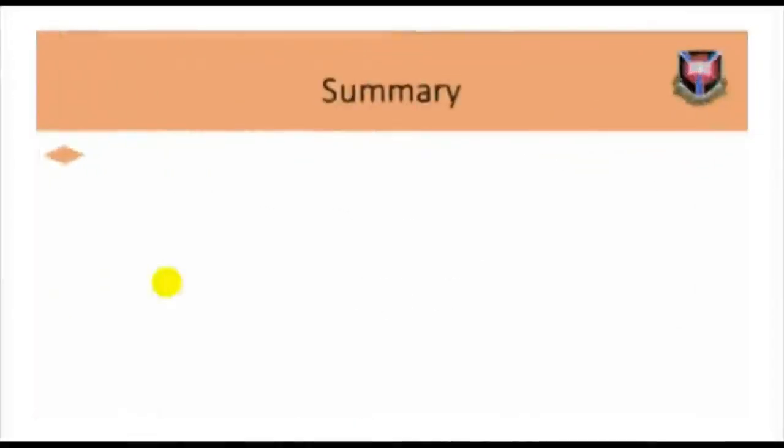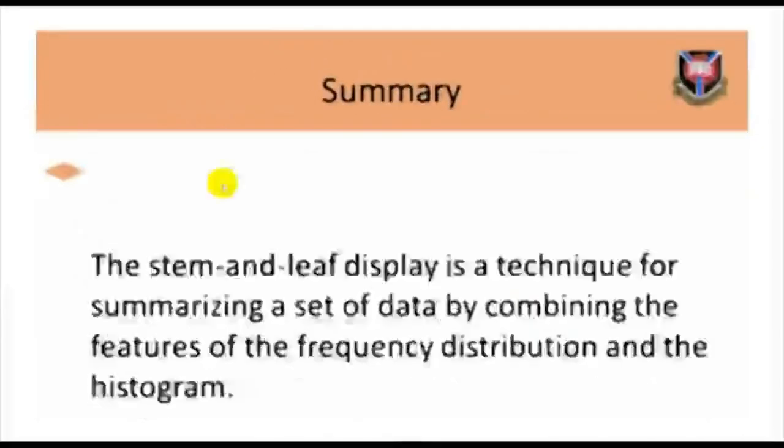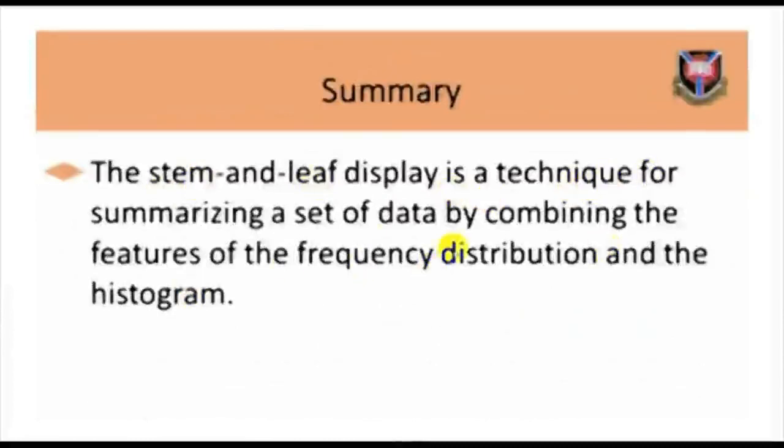Study session summary. In this study session, you have learned that the pie chart is a circular diagram in which classes or attributes are represented by sectors. A pictogram is a graphic way of presenting data with emphasis on the aesthetic aspect of the display and not accuracy. The stem and leaf display is a technique for summarizing a set of data by combining the features of the frequency distribution and the histogram. End of study session.